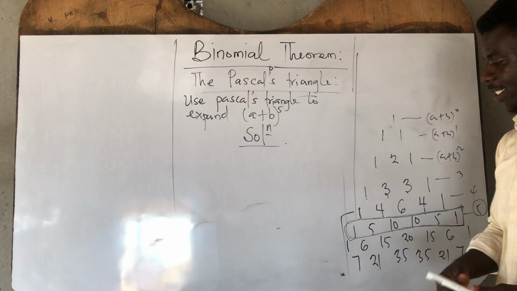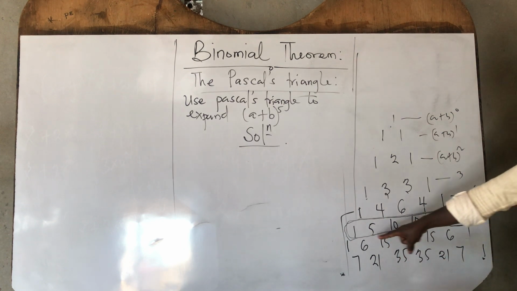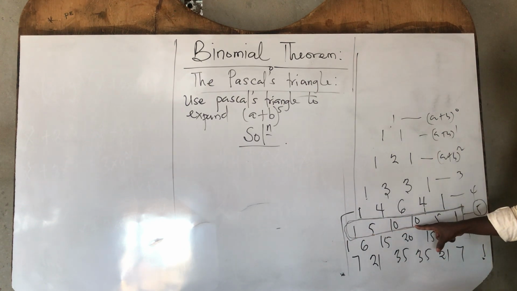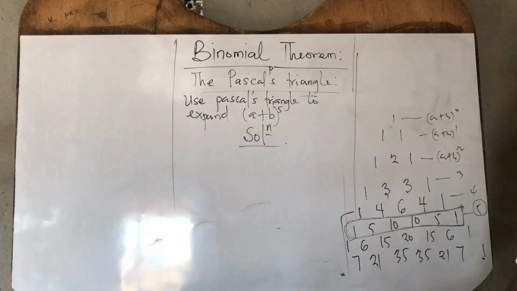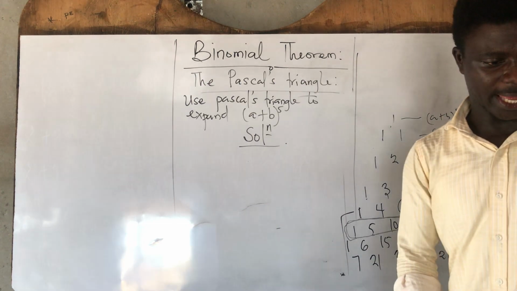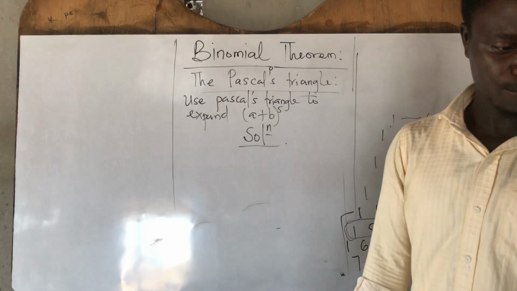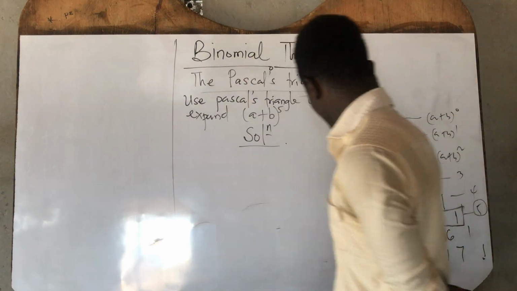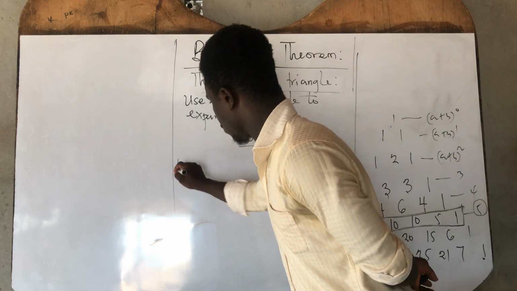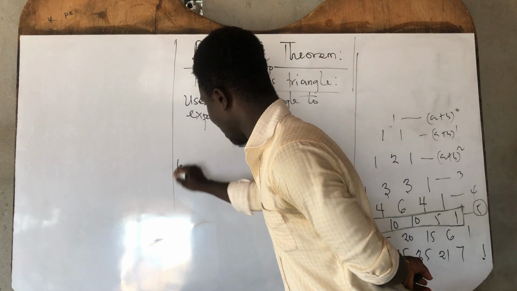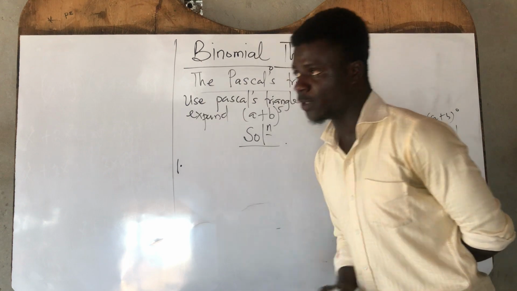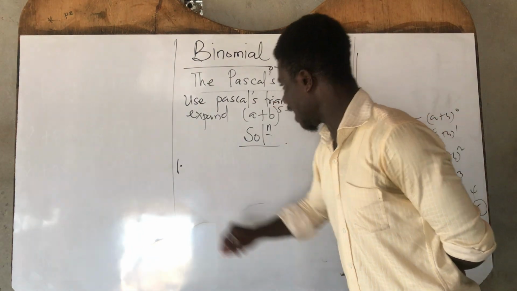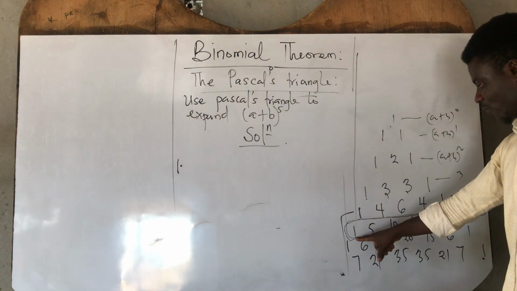So now we are starting. We are using this coefficient 1, 5, 10, 10, 5, 1. We are using the coefficients again 1, 5, 10, 10, 5, 1 for the expansion. So let's start. We are starting with this 1 times, so when you see this dot, it means I'm multiplying. So 1 times, that's the first coefficient.